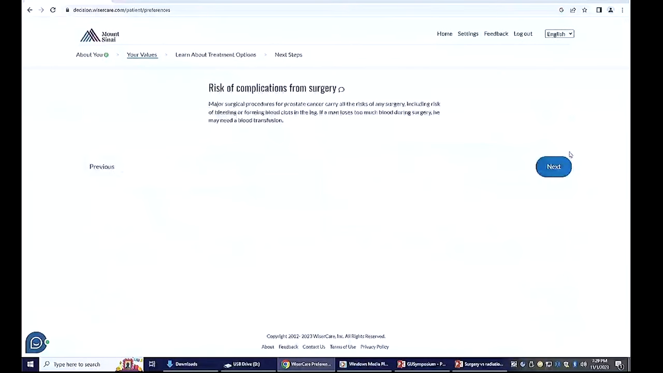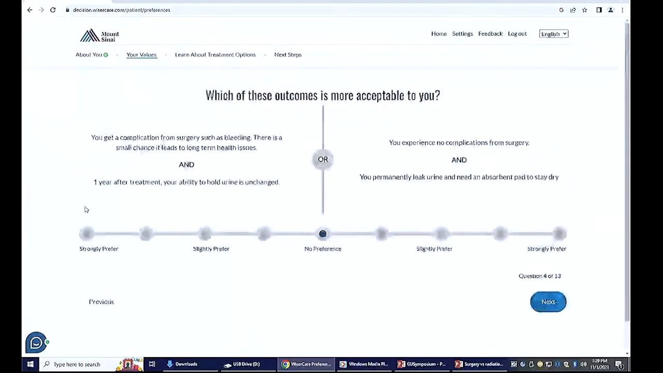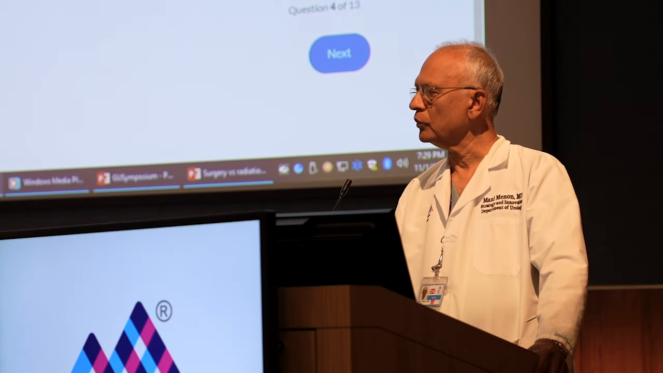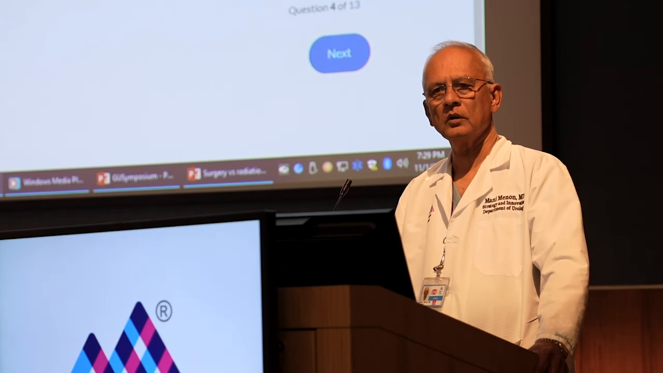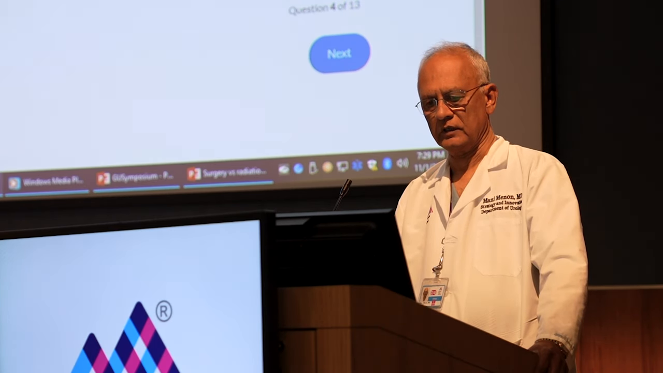Next would be complications from surgery. You get a complication from surgery such as bleeding. There's a small chance that it would lead to long-term health outcomes, but you have no problems with urination. You have no complications from surgery. Maybe you have not had surgery, but you leak urine and need an absorbent pad to stay dry. So you have had surgery, I guess. Slight preference on the left.